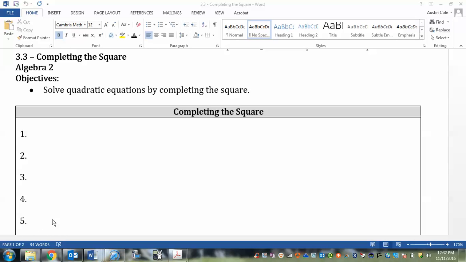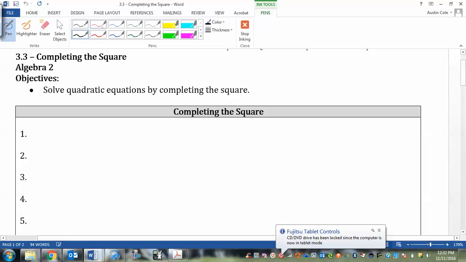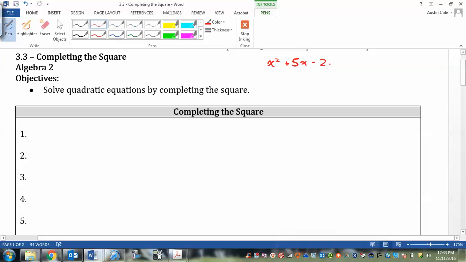Okay, I want to talk about this one that we have up on the board right now. The equation I have up on the board is x squared plus 5x minus 2 equals 0, and the directions say to solve. Now, what methods do we know how to solve quadratics so far?